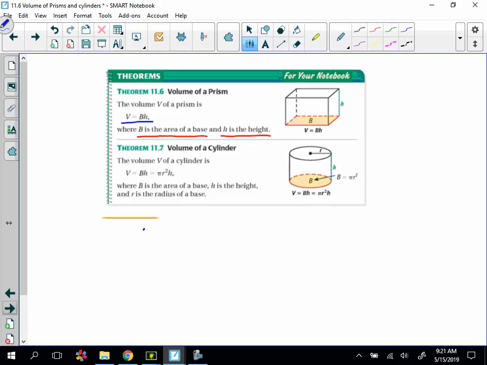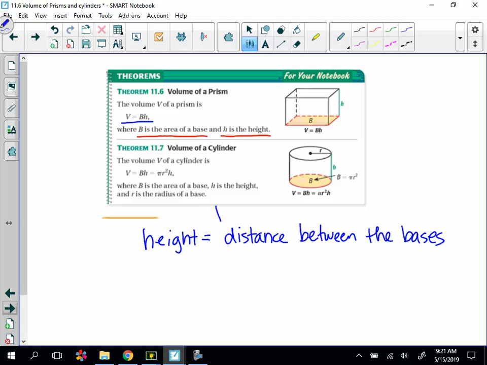So I'm going to add a note down here. Height is the distance between the bases. And I'm going to add in here, it's the perpendicular distance. So the shortest distance would be the perpendicular distance. So if your prism is laid over on its side, it's not necessarily how tall it is, it's the distance between the bases.